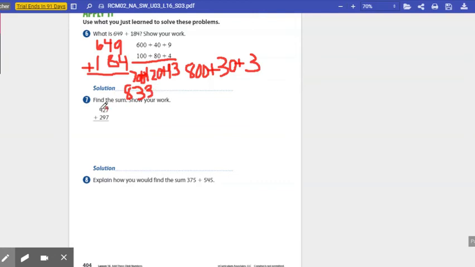All right, now number 4. Find the sum, show your work. 427 plus 297. How would you like to solve this problem? Would you like to use a model? Would you like to draw a picture? What model would you like to use?